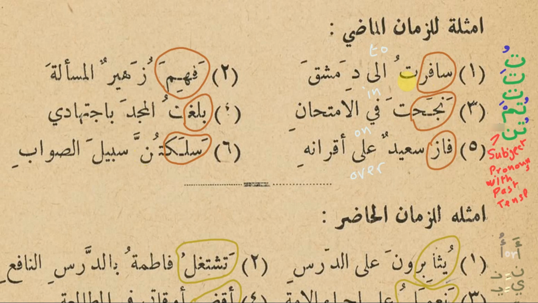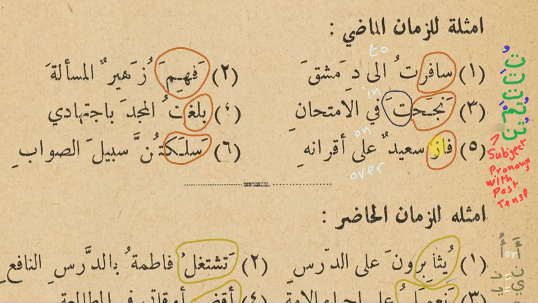So سافرت, I traveled, because of this tu here means I. نجحت, you see this نجحت here. This here is for the second person singular. You succeeded in the exam. That's singular, second person singular masculine.